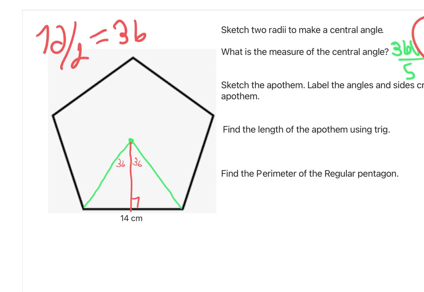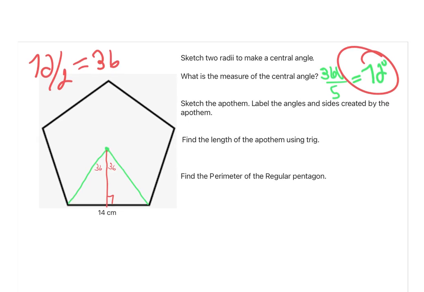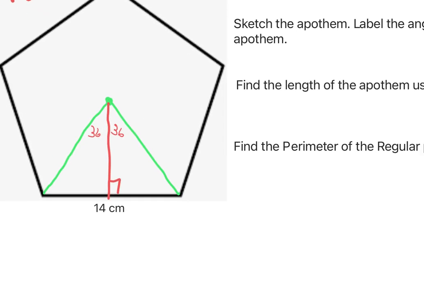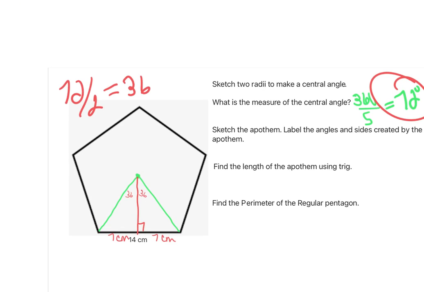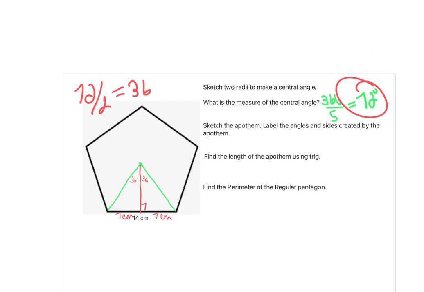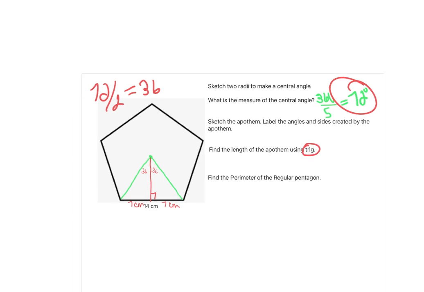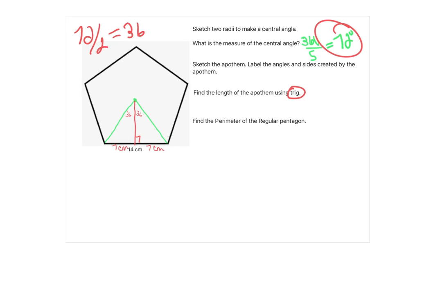Okay. And then what else do we know? Label the angles and sides created by the apothem. Well, 36 degrees. And if this whole side is 14, that means this half over here is 7 centimeters, and this half is 7 centimeters. Okay? And then look at what it asks us to do. It says find the length of the apothem using trig. Remember trig from chapter 9? We all did pretty well with that. Trig, remember, was SOHCAHTOA.